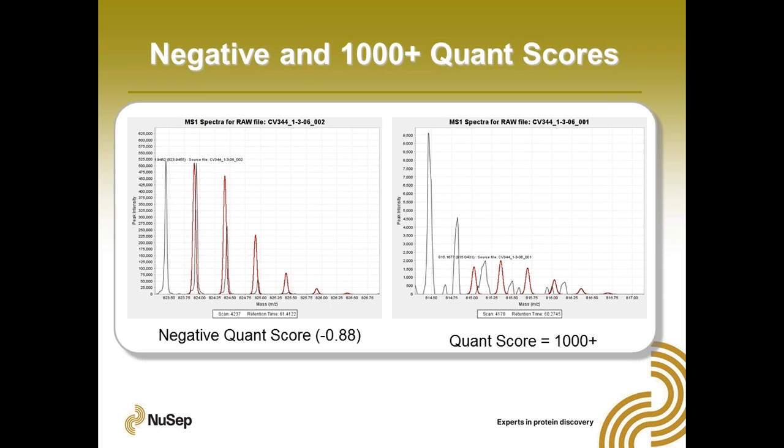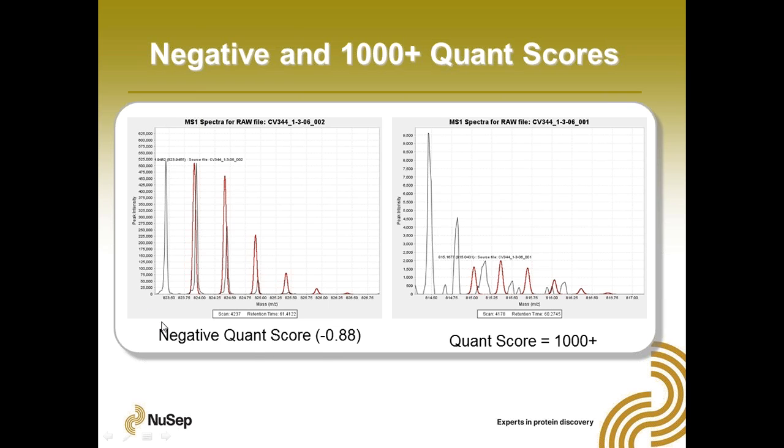There's also some additional levels to the quant score. So just to reiterate, 0 to 1 is the standard quantification score, 1 being perfect, 0 being the worst. You also have the ability to see what is defined as a negative quant score. The negative quant scores will range from 0 to -1.